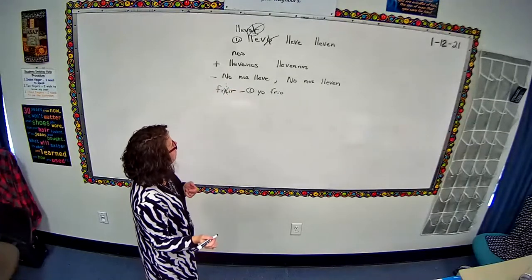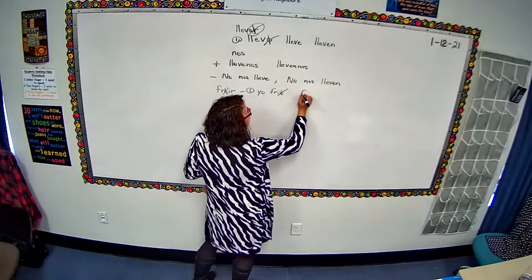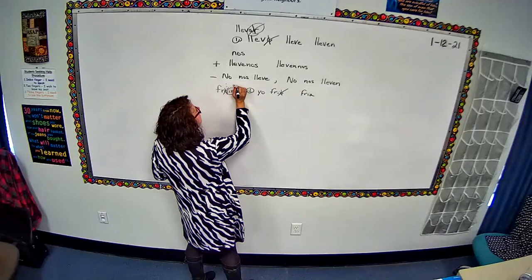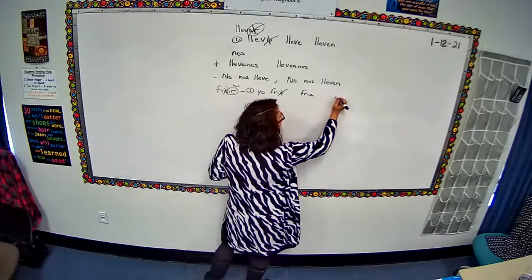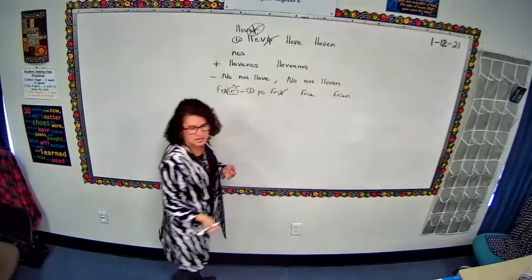So, yo frío. Then we've got to get rid of that O. For our new step command, we're going to have fría, because it's an IR verb. Our endings are going to be A and AN. So those are our two endings.